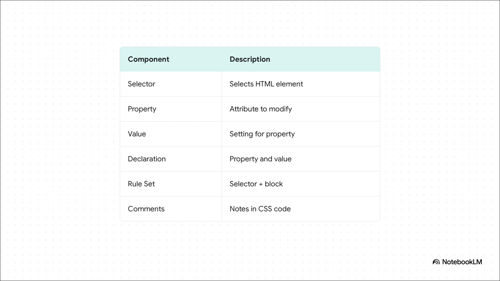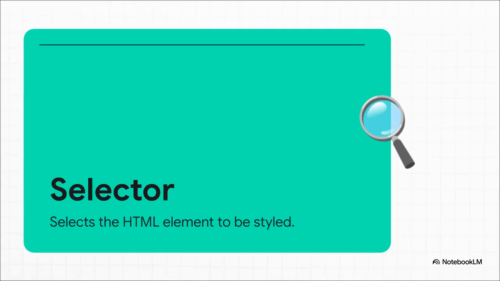Let's isolate a few of the most important ones so you can see exactly how they tick. First up is the selector. Honestly, its job is exactly what it sounds like. It targets the specific HTML element you want to style. In HTML, if we want to change the look of our main heading, we use the H1 selector. It acts as our highly specific target.